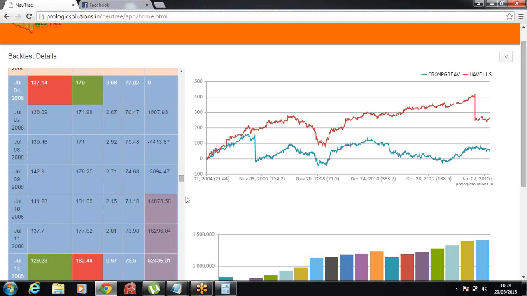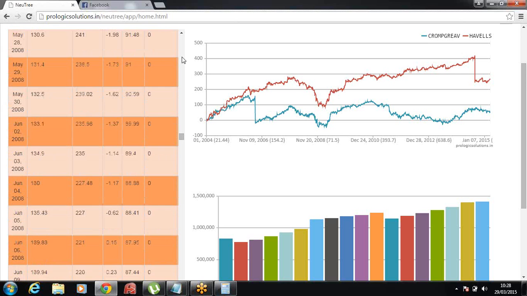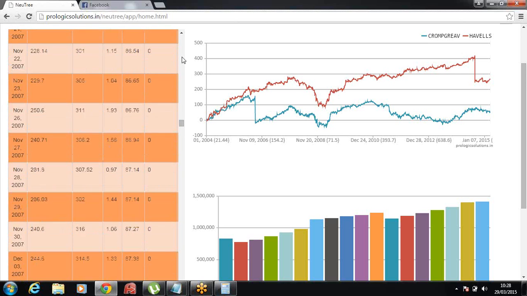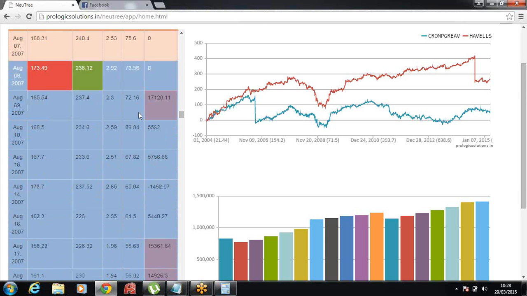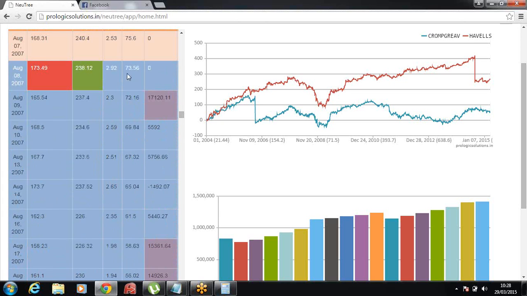This is a very small trade in the sense it took only 6 days, 77% correlation, 3.08. First day profit, second day loss, third day loss, fourth day profit, fifth day profit, finally it became 52,000 rupees. So that's roughly around 50% return on your investment. This is also a very good trade.